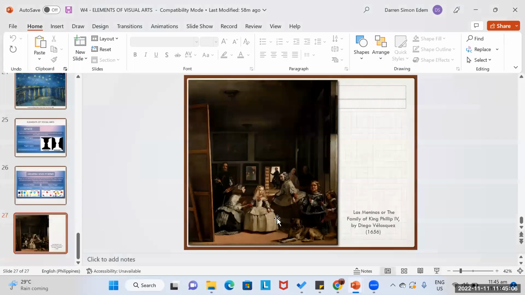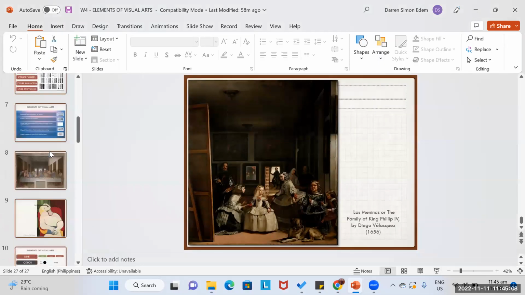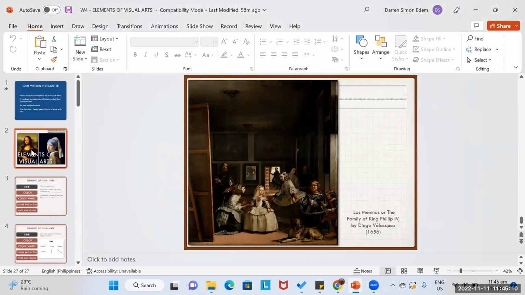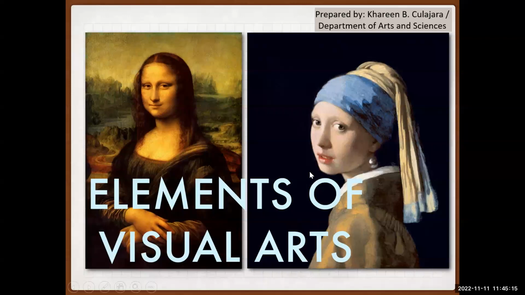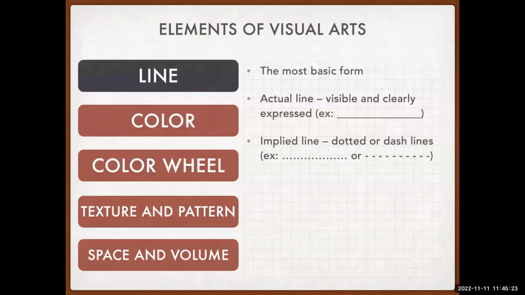So that does it for our discussion of visual elements, the elements of visual arts. I hope that you were able to pick up a thing or two from our discussion. And if you can also look up different videos discussing further the different elements of visual arts: line, color wheel, texture, and pattern, space, and volume.